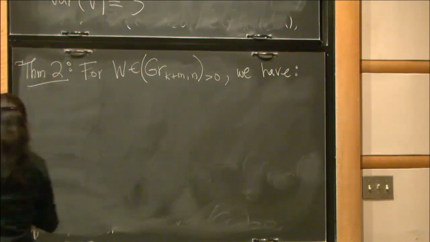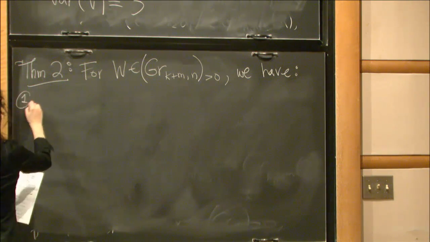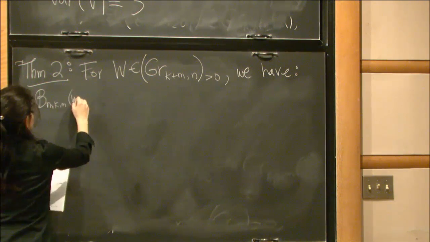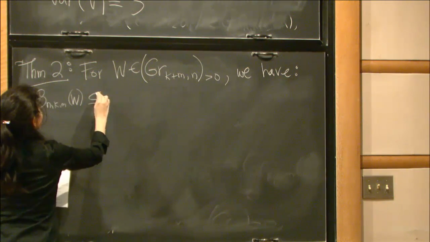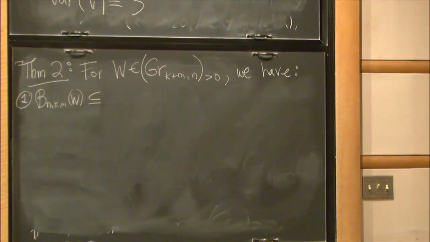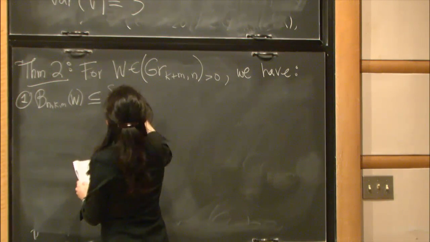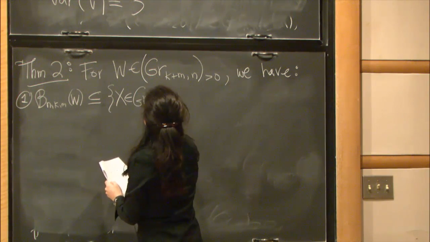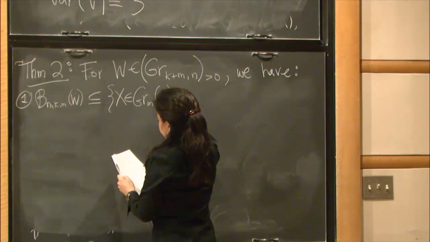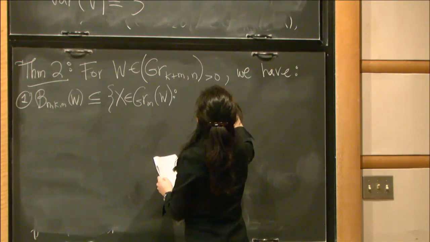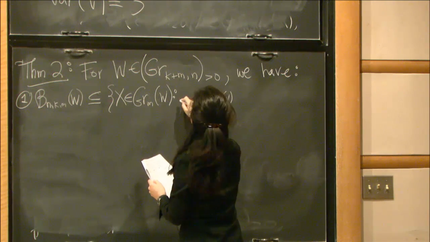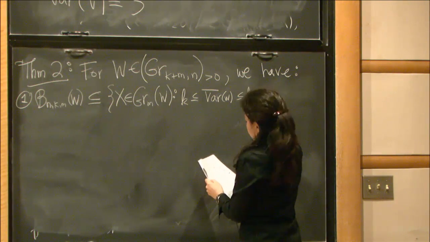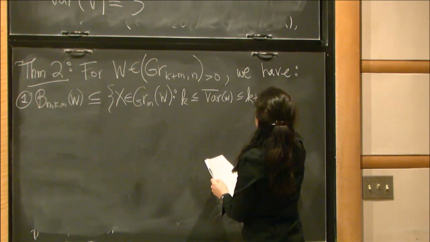So there's two statements. The first statement is true for arbitrary M, and it says that the B amplituhedron is contained in the set of all elements of M planes in W such that for any vector in X, var bar is sandwiched in between K and K plus M minus 1.